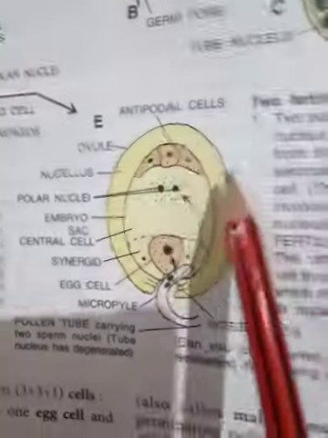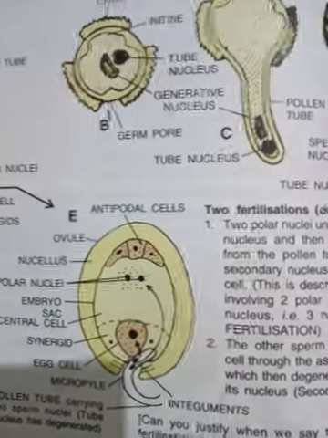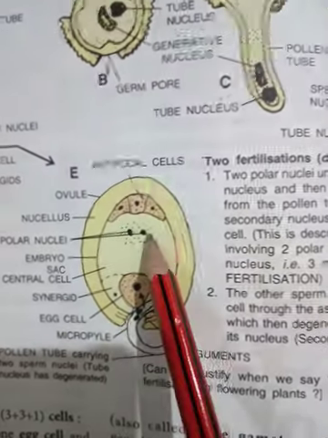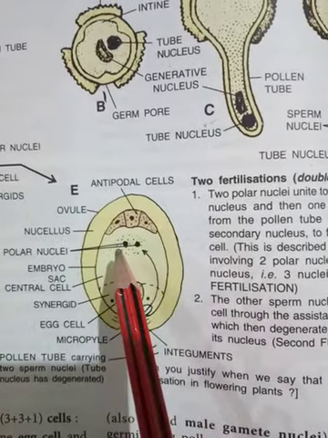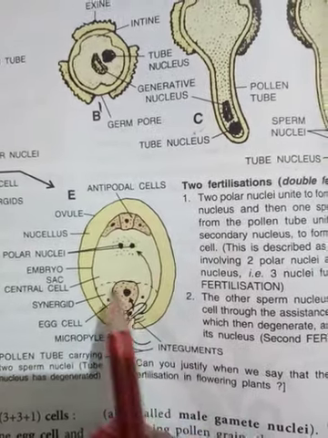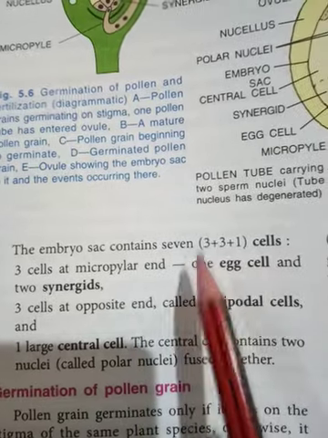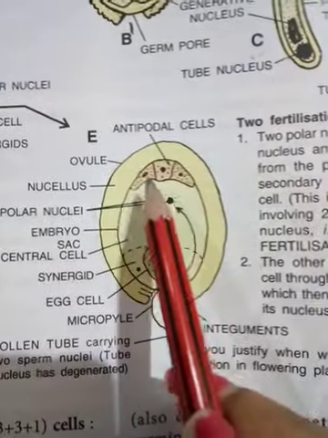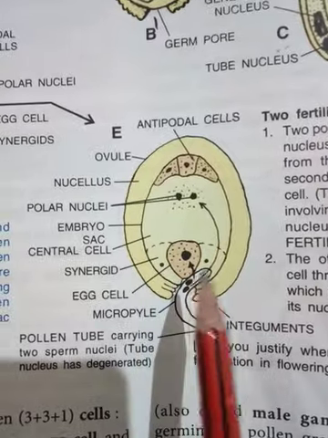This particular part is known as the embryo sac. This entire oval-like structure found inside the ovule is known as the embryo sac, and it consists of 7 cells. You can see 3 plus 3 plus 1. I'll explain how it is. I'll count over here: 1, 2, 3, 1, 2, 3 and 1.